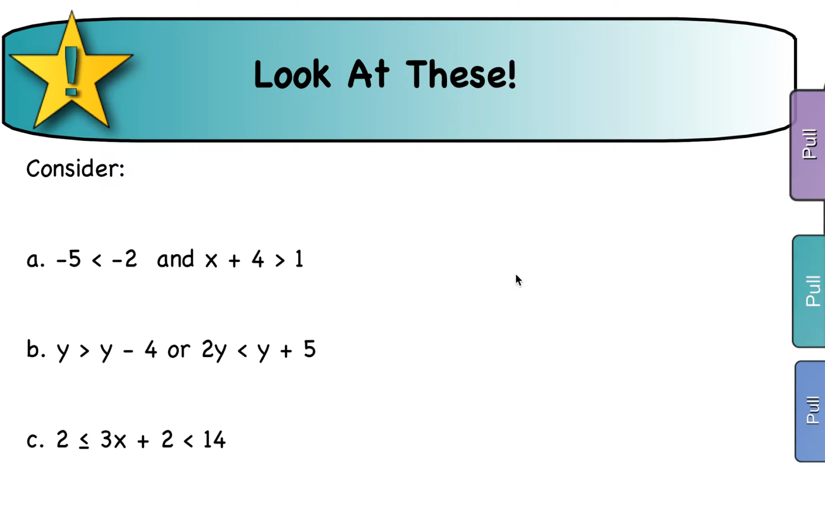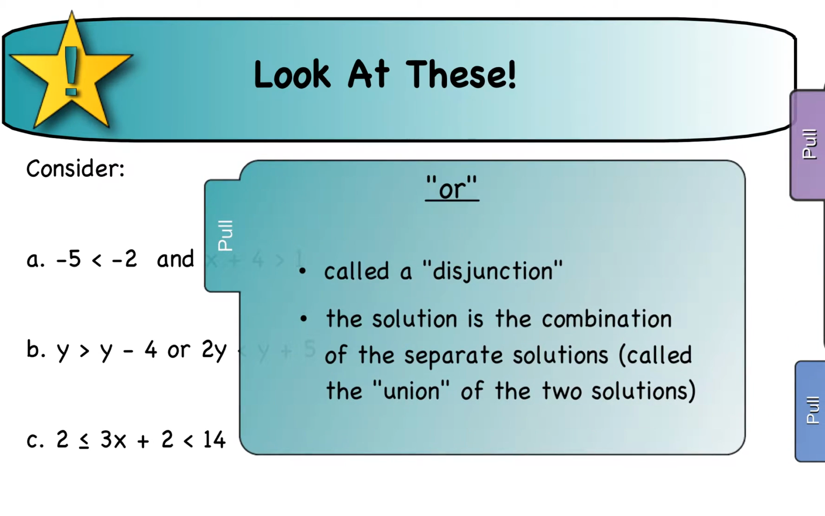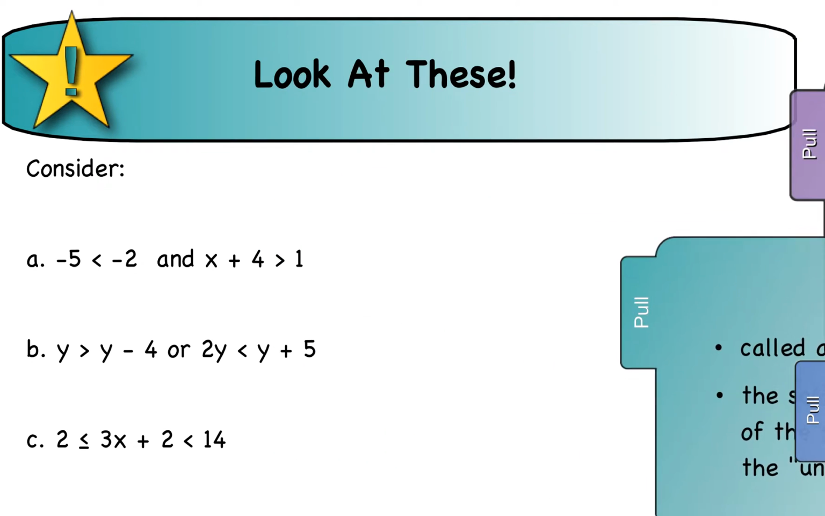So that one would have an intersection of sets. The second one has the word or, you will notice. So this is an example of a disjunction. The solution is the combination of the separate solutions, or the union of the solution sets.